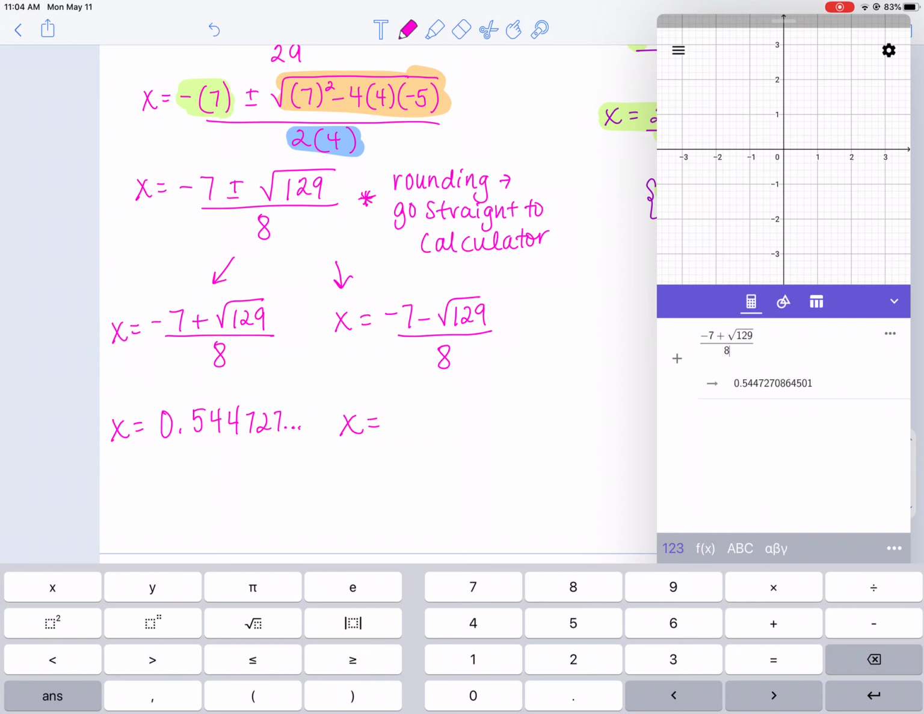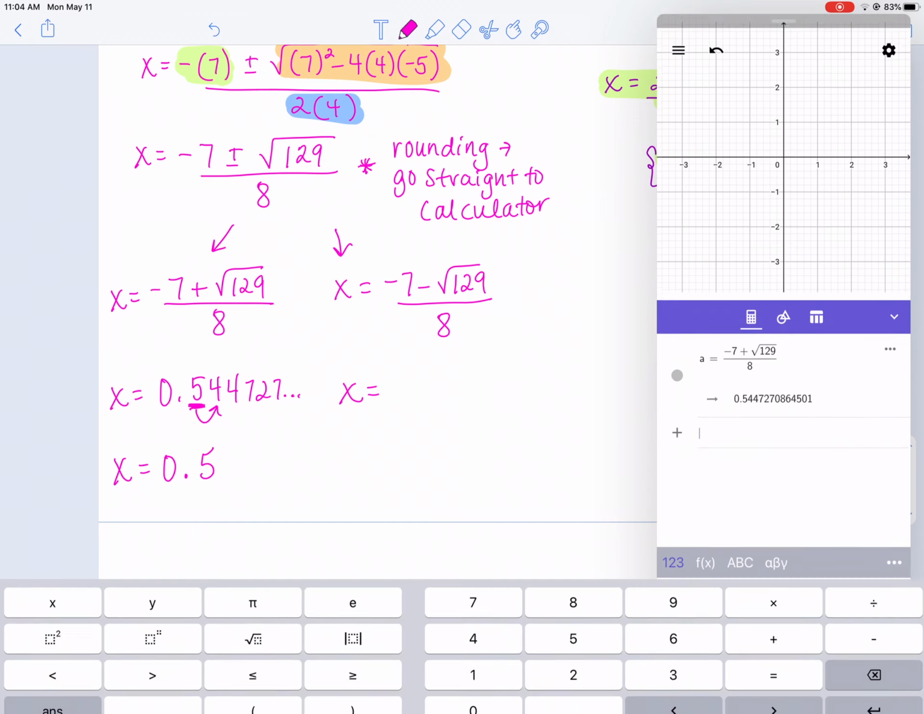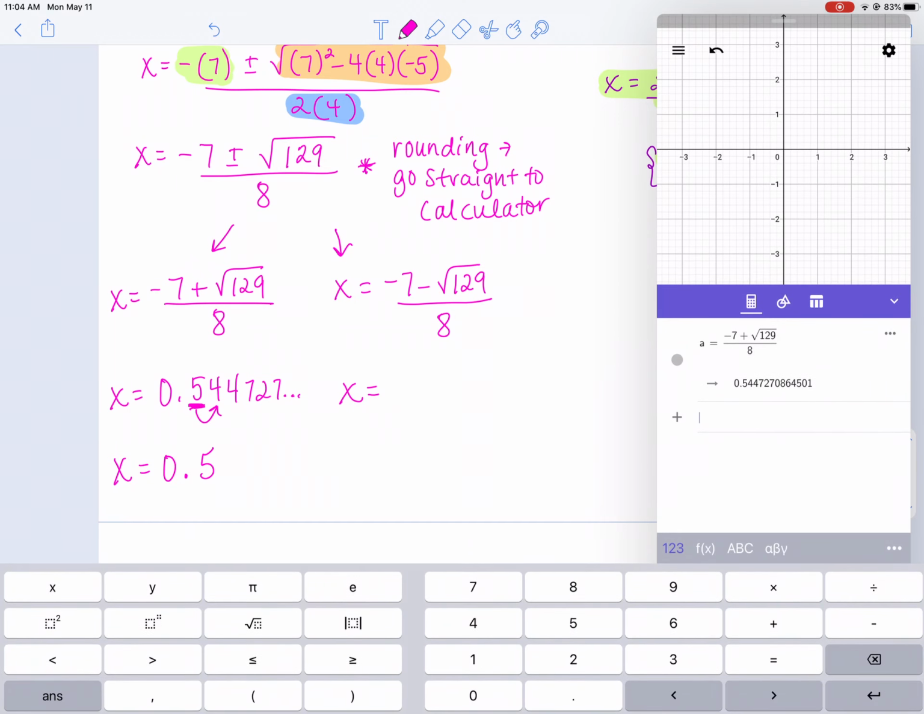0.544727, right? And it's irrational. And they want it to the nearest 10th. Okay, so understand, this is the 10th place. Look to the right. That makes it 0.5 as one of your answers, because when you look to the right, the 4 tells the 5 to stay a 5. Okay, so we're going to do that again. Let's hit the division sign again to make it a fraction. -7 minus radical 129, and I'm putting that in the numerator over 8.